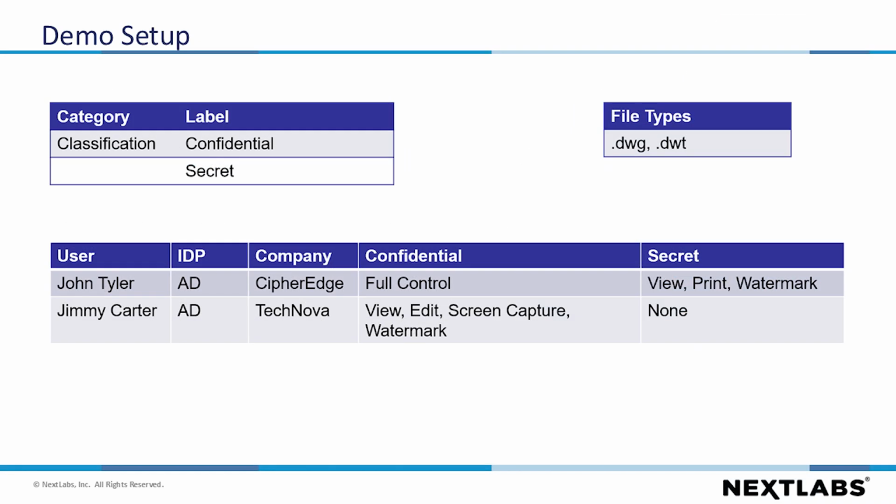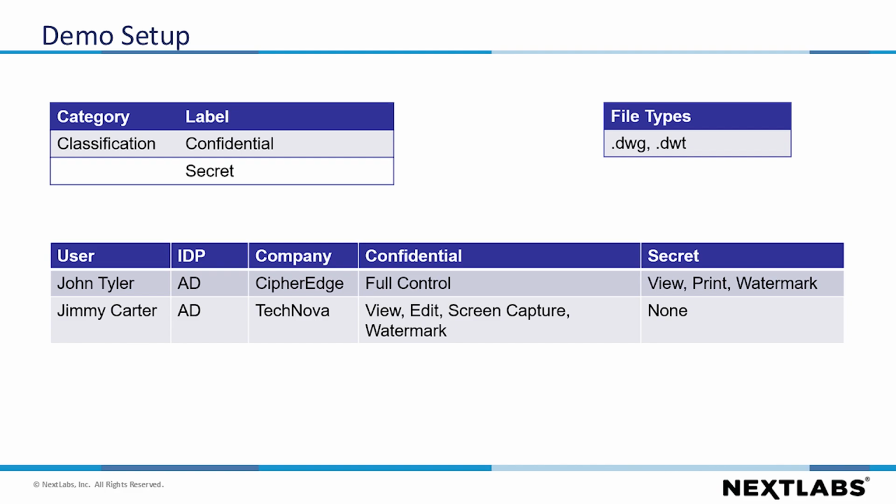Demo setup. In this demo, we set the classification category with confidential and secret labels. We configure the following policies for this demo. John Tyler from CipherEdge has full control on confidential data. John Tyler from CipherEdge has view, print, watermark on secret data. Jimmy Carter from Technova has view, edit, screen capture, watermark on confidential data.